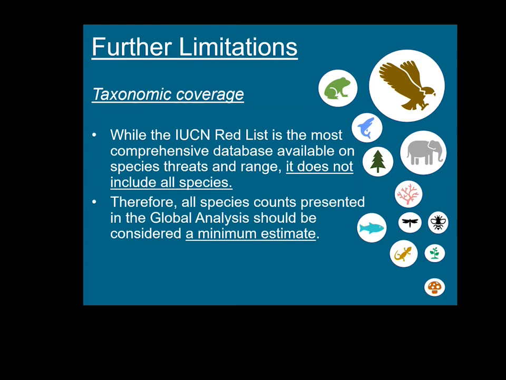While the IUCN Red List is the most comprehensive database available, it does not include all species, and range maps for sensitive species are not published. Therefore, all species counts presented in the global analysis should be considered a minimum estimate. Comprehensively assessed groups include amphibians, mammals, birds, conifers, sharks and rays, and reef corals. The global analysis results are biased to these groups, which are all best well represented. We need to have this issue in mind when thinking about the global analysis.